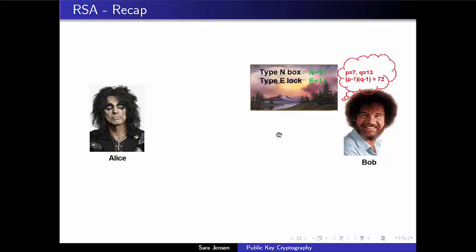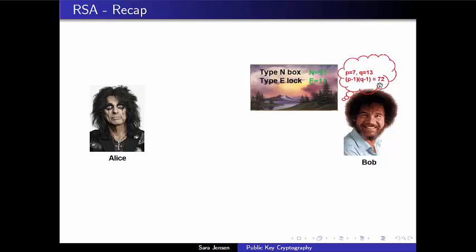Now we're going to use a very small example just to make the computations very easy. Bob is secretly within his head going to pick two prime numbers. Here we've chosen P to be 7 and Q to be 13. We've multiplied them together and that gives us our N. We've then very quickly and easily computed P minus 1 times Q minus 1, since Bob already knows what P and Q are, to get this number 72.